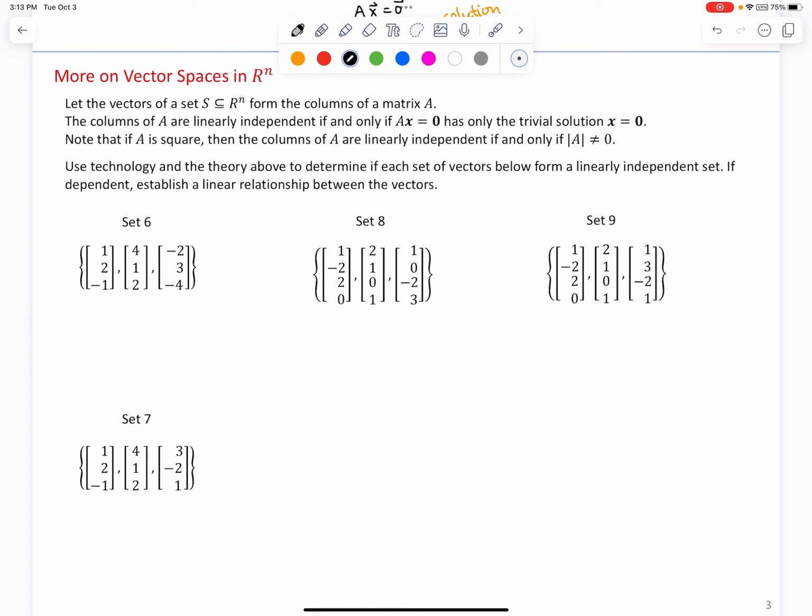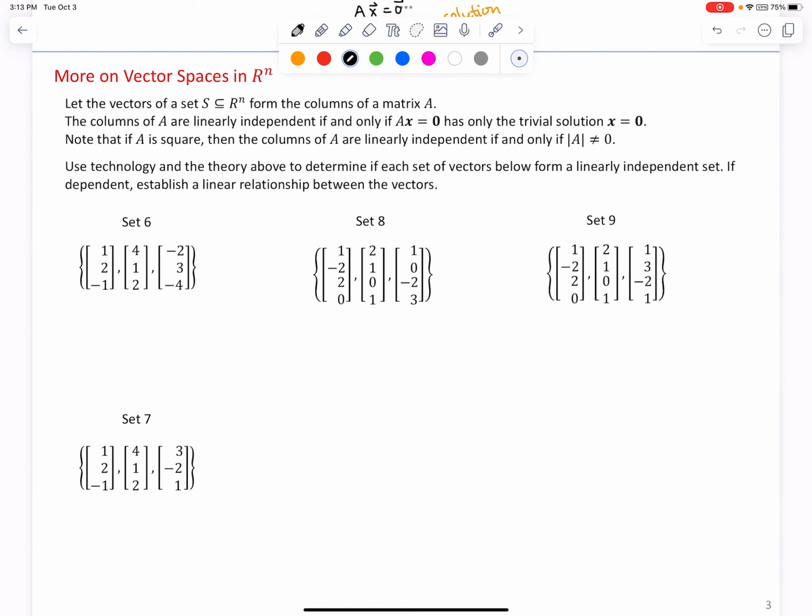Now let the vectors of a set S, which is a subset of Rn, form the columns of a matrix A, so similar to what we were just doing. Now the columns of A are linearly independent if and only if Ax equals 0, where x and 0 are vectors, has only the trivial solution x equals 0. This is what we just discussed, but now formally summarized.